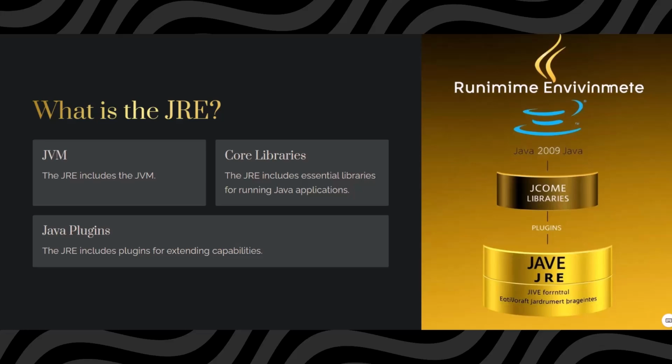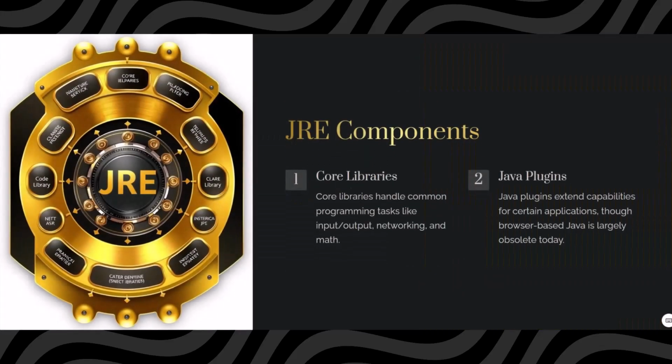The core components of JRE: JVM, core libraries, Java plugins. The core libraries handle common programming tasks like input, output, networking, and math, while Java plugins extend capability for certain applications, though browser-based Java is largely obsolete today.